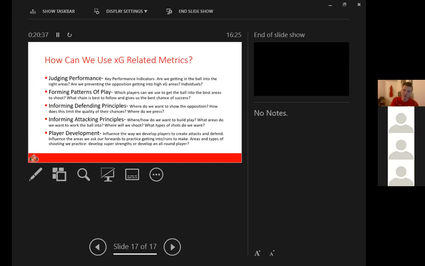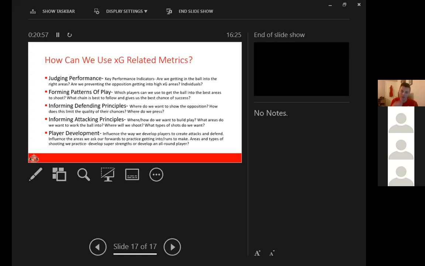Forming attack principles: where and how do you want to build play? What areas do you want to work the ball into and where will we shoot? And as well, what type of shots? So if you've got someone like Giroud, you might want to get crosses in the box. Whereas if you're going off a more generic model, you might want to work it in through cutbacks in the centre on the edge of the 6-yard box for a tap in.